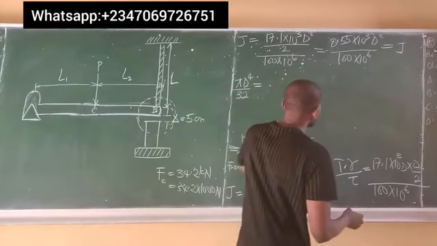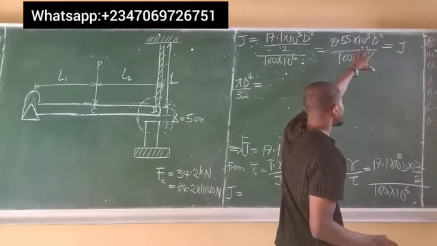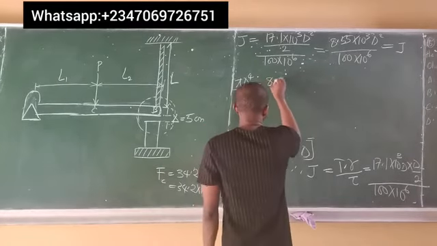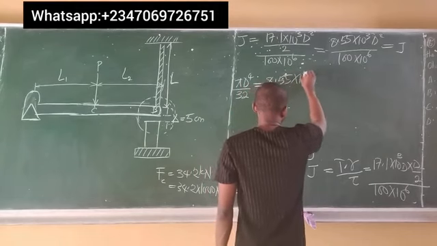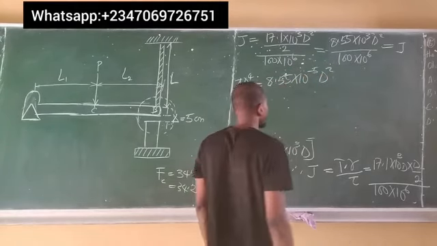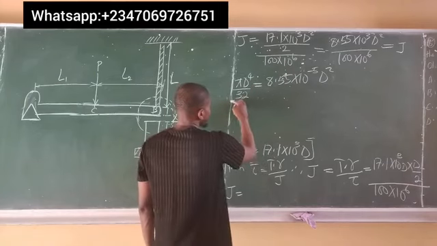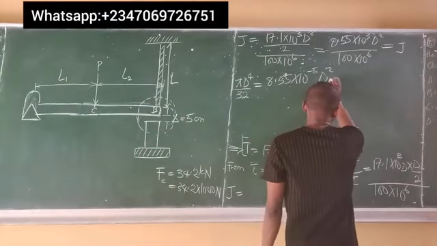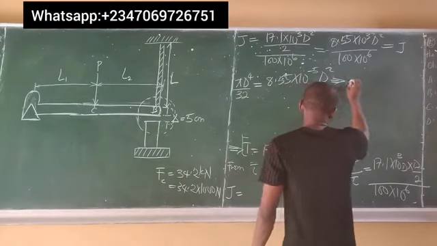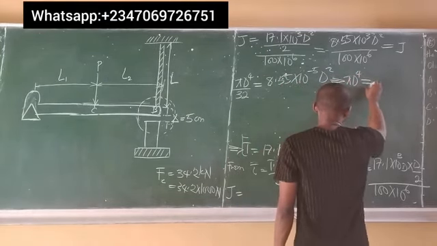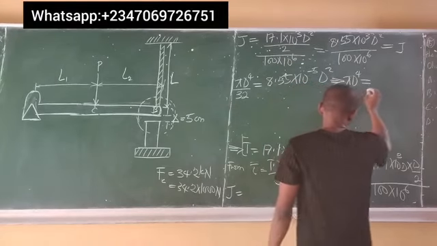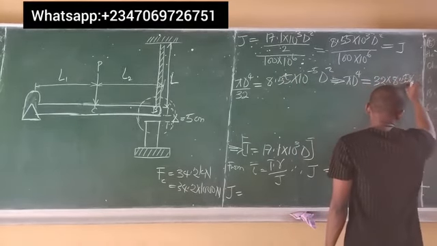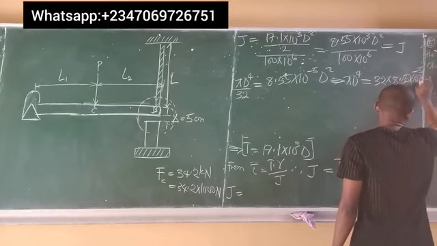And this is equal to 8.55 exponential 3 divided by 100 exponential 6. That gives us 8.55 by 10 to the power of minus 5 d squared. Now from here, we can easily cross multiply. Let 32 multiply everything here, so we are left with pi d to the power of 4 equal to 32 multiplied by 8.55 by 10 to the power of minus 5 d squared.